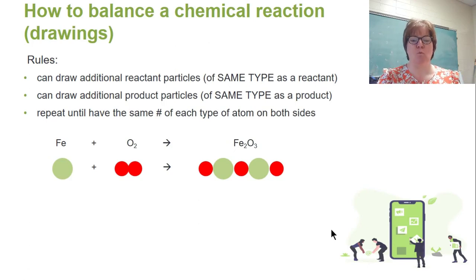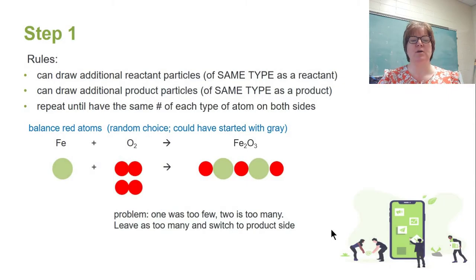I see I have 1 iron on the left and 2 irons on the right. And I have 2 oxygens on the left and 3 oxygens on the right. So this is not currently balanced because they do not have the same number. The first step I'm going to do is balance the red atoms. You can start with either one, so I could have started with the iron. I just started with the red atoms.